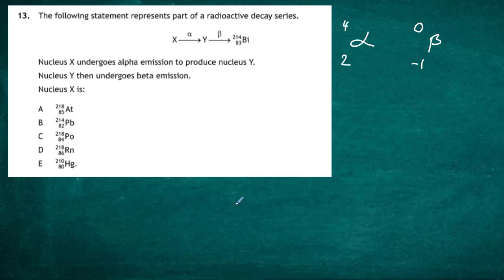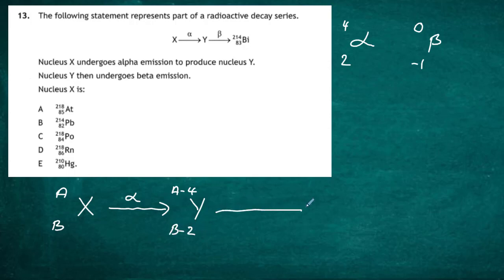So to do this, we start with nucleus X, and we give it a mass number of A and an atomic number of B. And we know from algebra that if we emit an alpha particle from there, we're going to have nucleus Y, and it's going to have a mass number of A minus 4, because you're going to lose 4 from the mass number when emitting an alpha particle. And the atomic number, you're going to lose 2. It's going to have B minus 2.